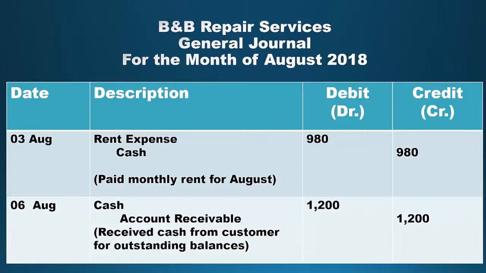August 6th, receiving payment from customers. Step 1. What happened? The company received $1,200 in cash from customers. This payment was for amounts owed from previous transactions recorded earlier as accounts receivable.